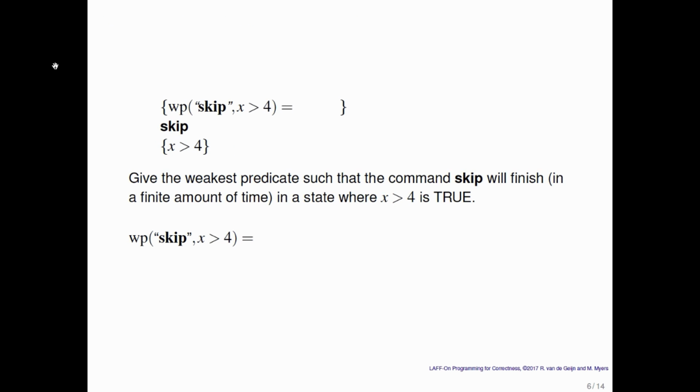Let's have a look at the weakest precondition for the skip command if we wish to complete in a state where x is greater than 4. Why don't you think about this for a second and complete the first homework?